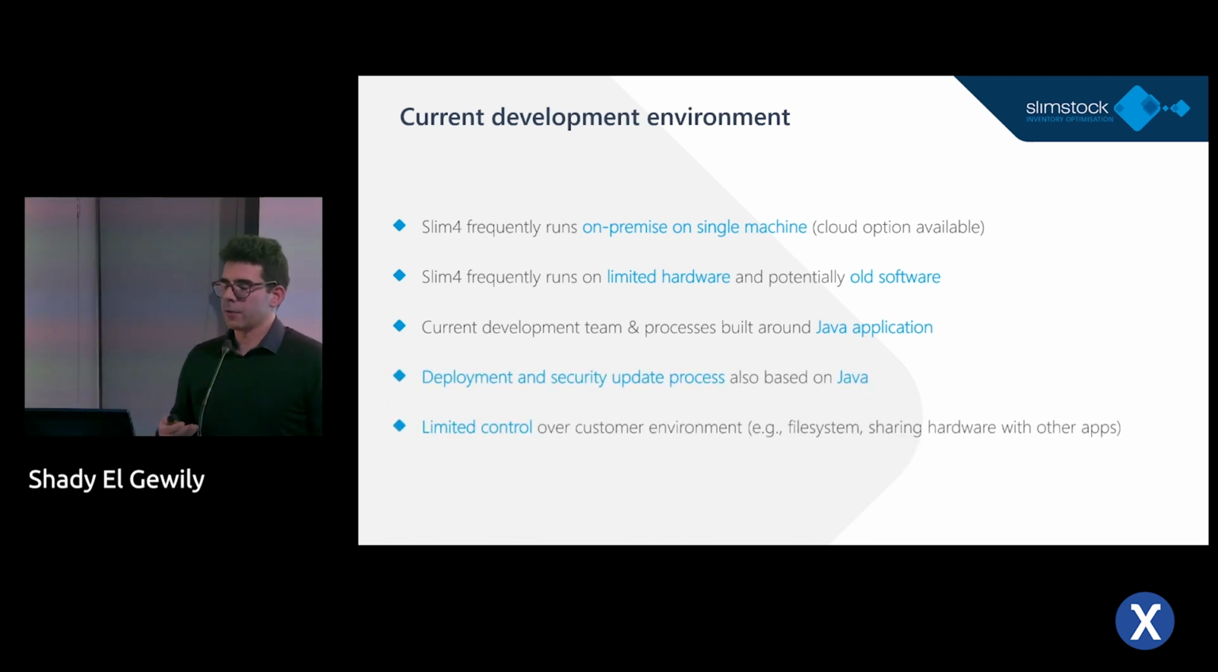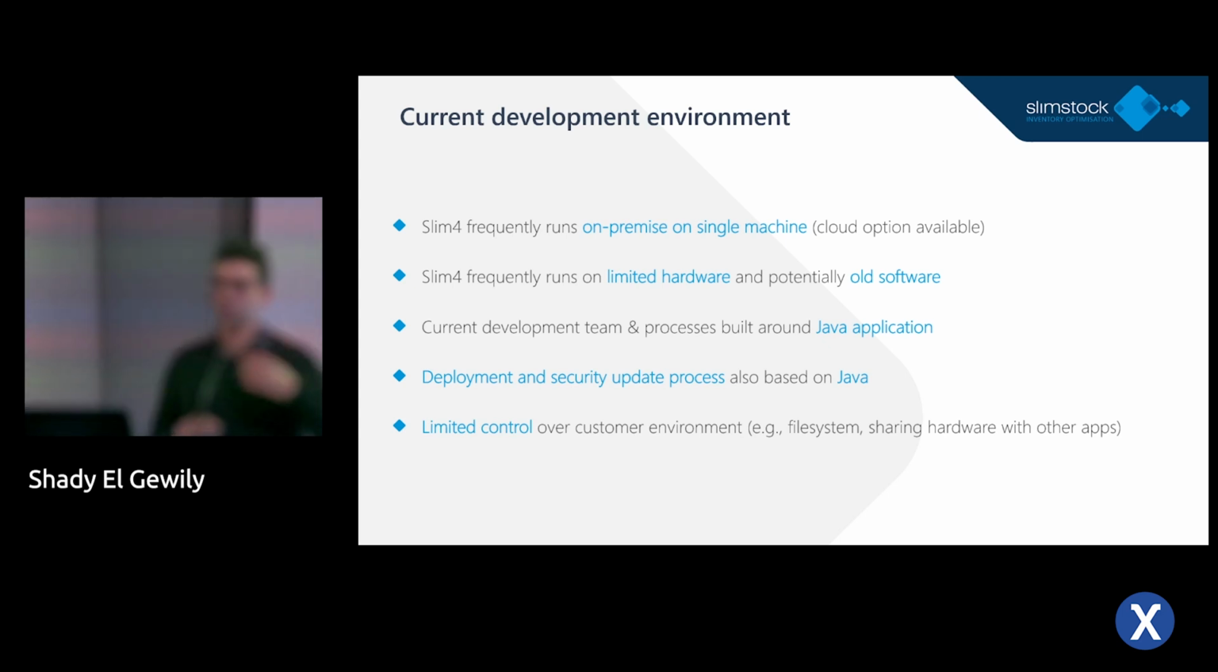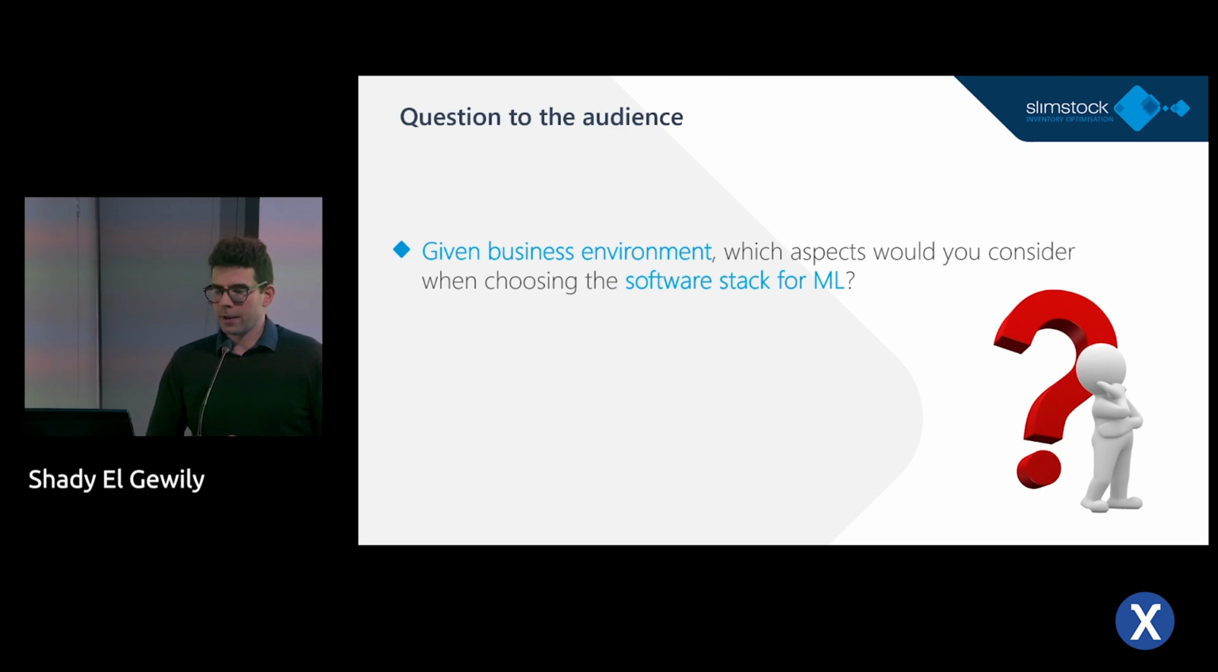And sometimes we also have limited control over the customer environment. So they might be sharing the same server for multiple applications. So we cannot just take all the available RAM, because that RAM may be used by other applications as well. So that's also a consideration. Now, given this business environment, which aspects would you consider when choosing the software stack for machine learning? So maybe if somebody has some ideas of things that you may want to think about.